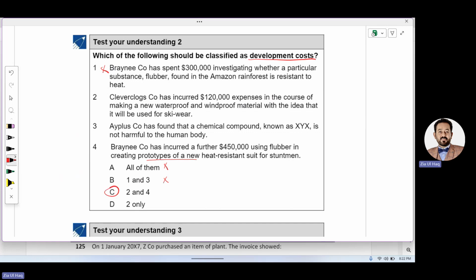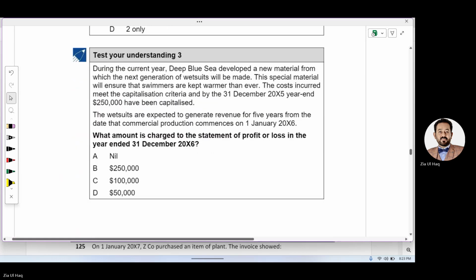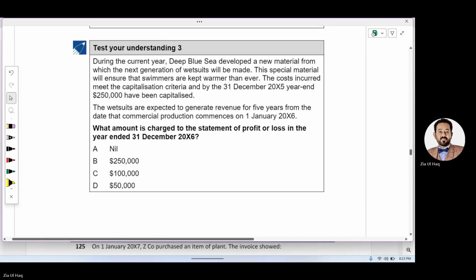Let's read 2 to see whether it is. Clever Claw Company has incurred 120 expense in the course of making a new waterproof and windproof material with the idea that it will be used for skiwear. They have developed a material, not only performed the investigation. So C option. That's your understanding 3. Try that please.